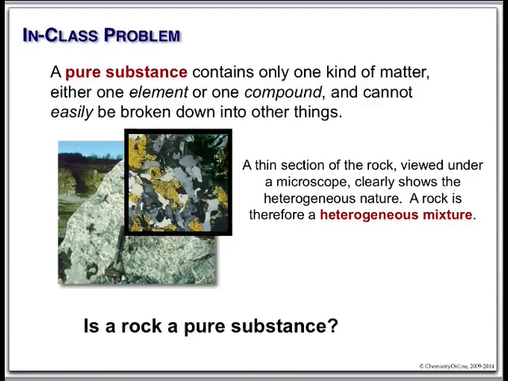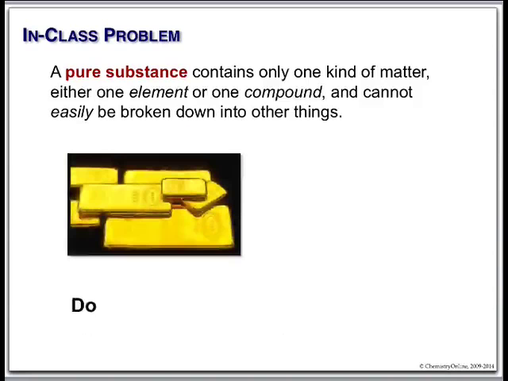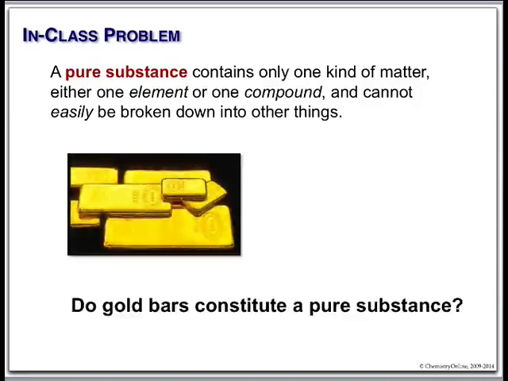These are gold bars. Now they all look different, aren't they? Different sizes, different shapes, different weights. Is this a pure substance? Absolutely. Because if you look at this on the atomic level, these contain nothing but gold atoms. It is a single substance, a single element. Doesn't matter what it looks like, it is a single substance and it is pure.